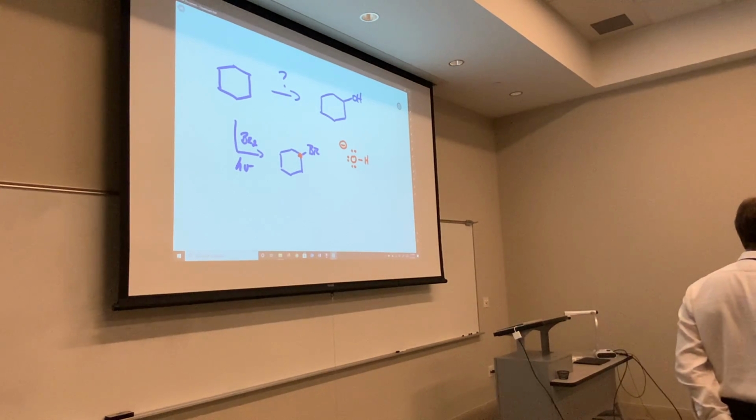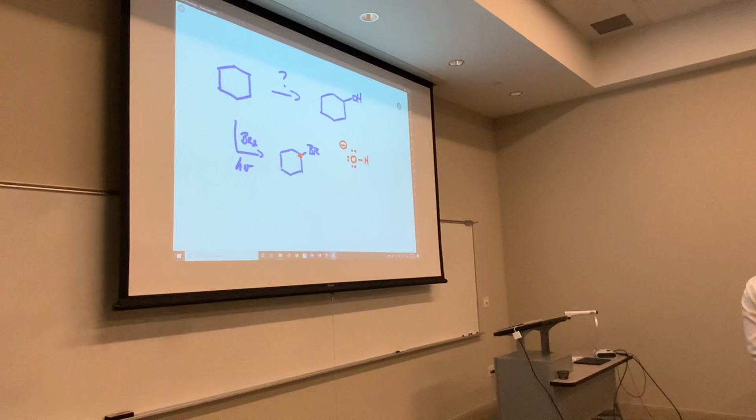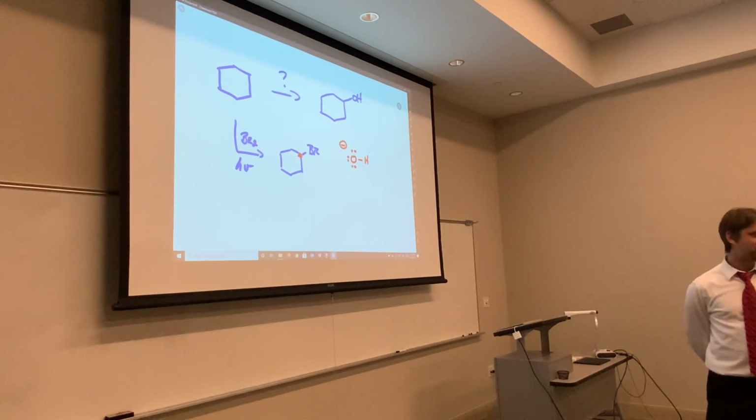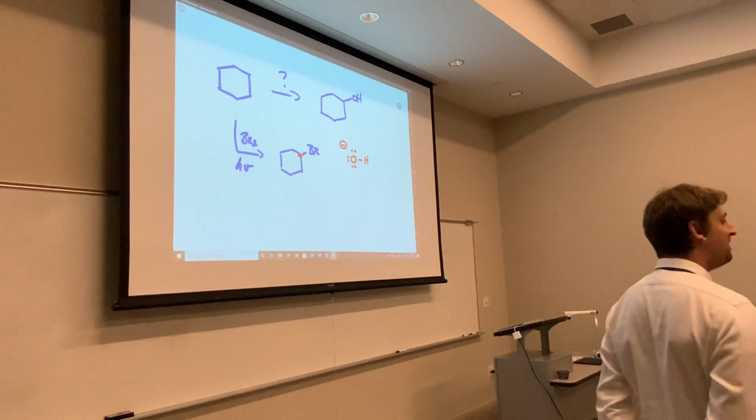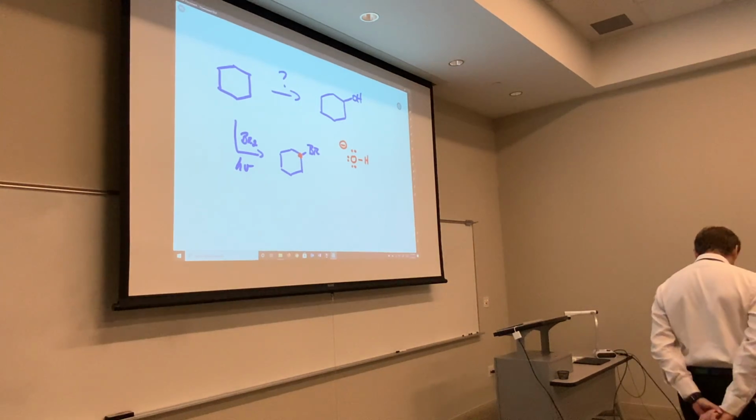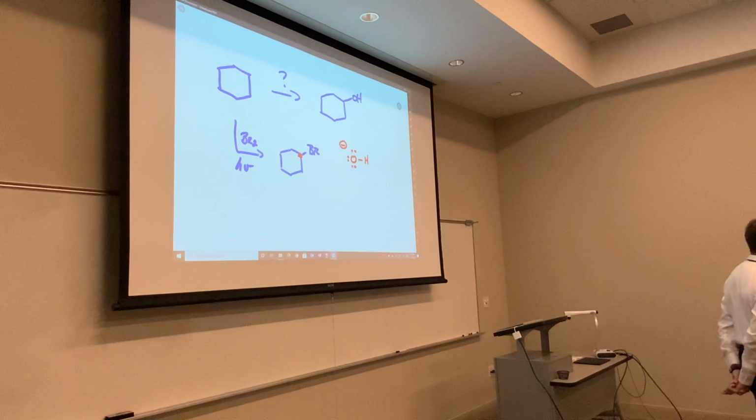Unimolecular in the rate-determining step. Okay, what is unimolecular in the rate-determining step? Well, that's great. That means it's a step that determines the rate. There is only one molecule. Now, what does that mean? What does it mean to be unimolecular in the rate-determining step? It means the slow step in the mechanism only has one molecule in there.